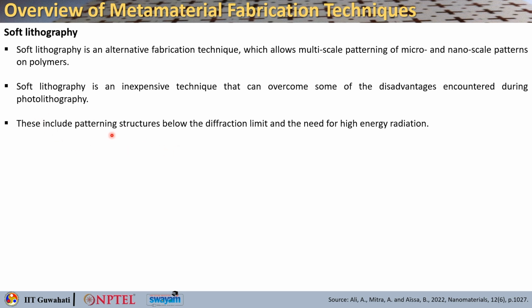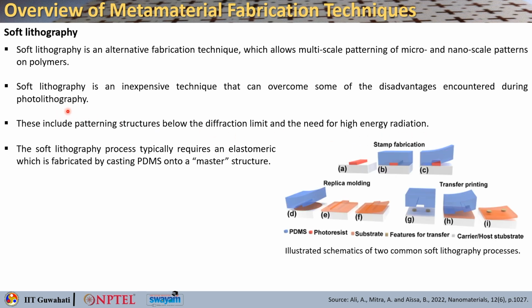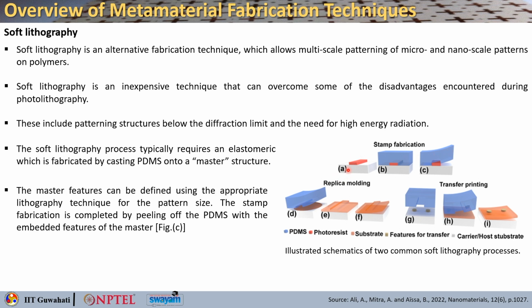So, this includes patterning the substrate below the diffraction limit and the need of high energy radiation that was there for photolithography. However, if you come to soft lithography, that typically requires an elastomer, which is fabricated by casting a PDMS onto a master substrate. So, we will discuss how it is done.